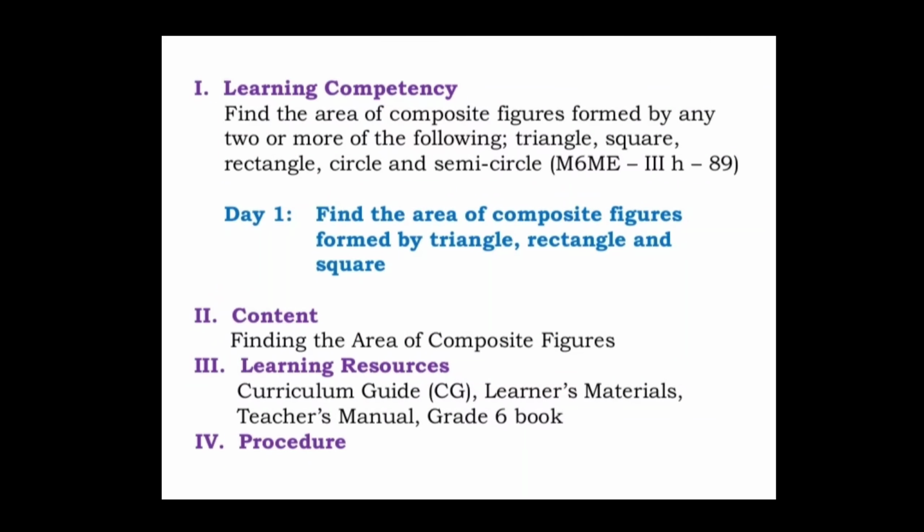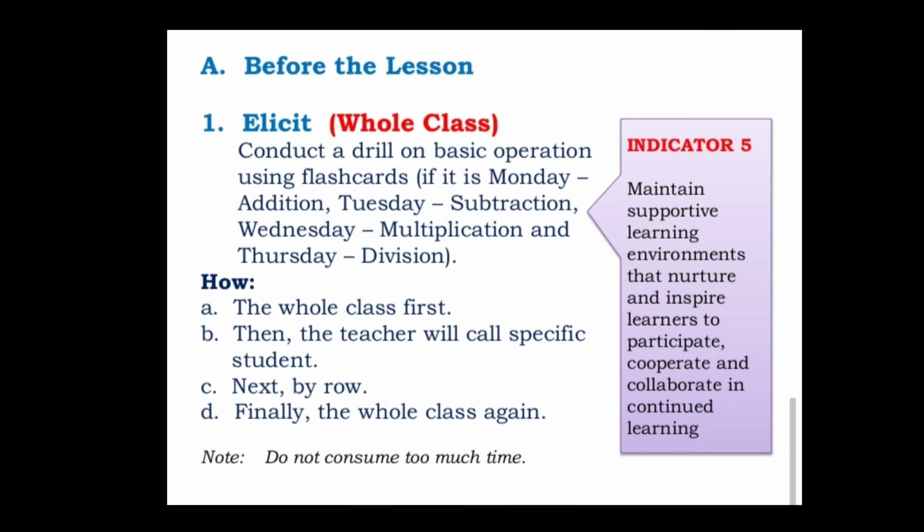Our learning competency is good for 2 days, thus I made subtasking here. As a result, our learning competency for today is to find the area of composite figures formed by triangle, rectangle, and square. The first E in the inquiry-based learning model is elicit.